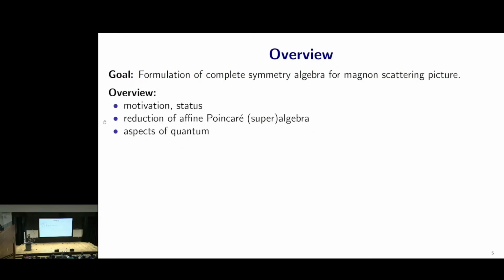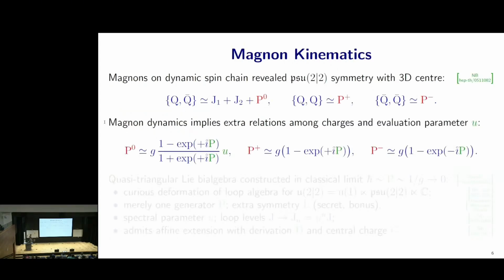Or the status quo. Then I will present how you can obtain this algebra from a more standard Poincare type affine symmetry or superalgebra. And at the end of the talk, I should comment a bit more on the quantum aspect, but start first with the classical one.